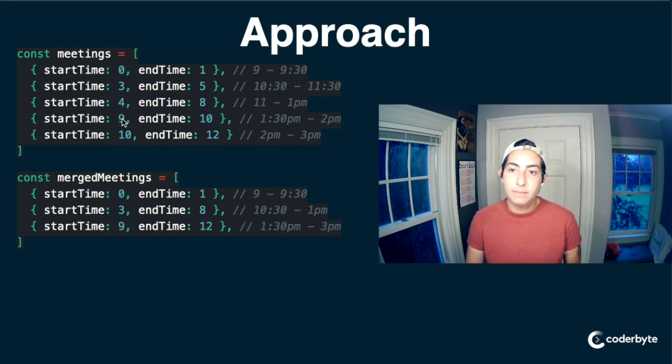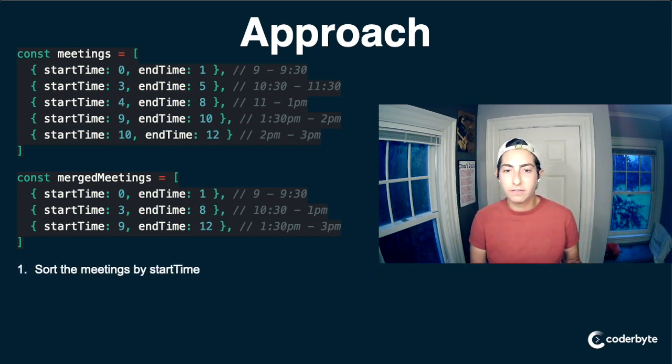Excellent. And that would be between 1 and 1:30. But we have another meeting starting at 1:30. This one ends at 2 p.m. And then we have another meeting that starts at 2 p.m. and ends at 3 p.m. So in this case, again, we would take the start time of that first meeting, which is 9, and we would take the max of the two meetings that we're comparing, which would be the second one, which is 12. So we have another condensed range, which starts at 9 and ends at 12, or 1:30 p.m. to 3 p.m. So that's the approach.